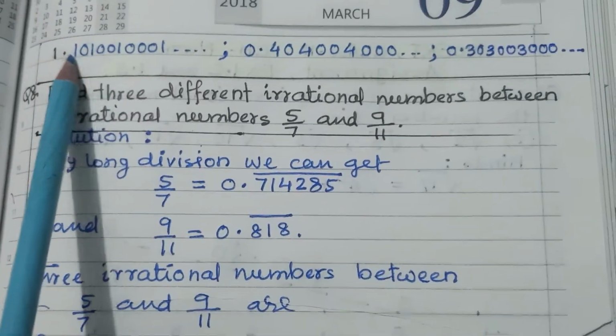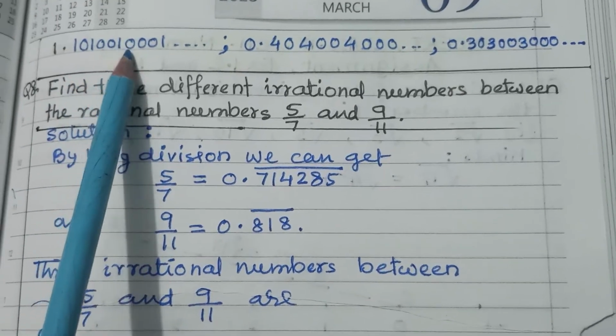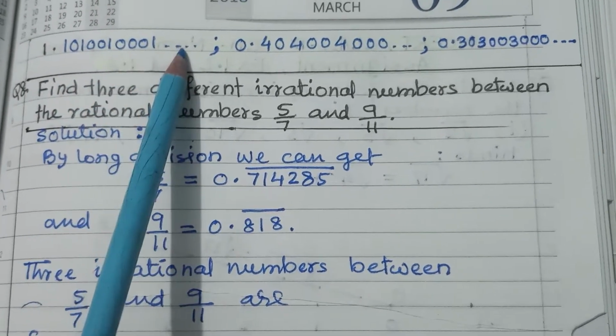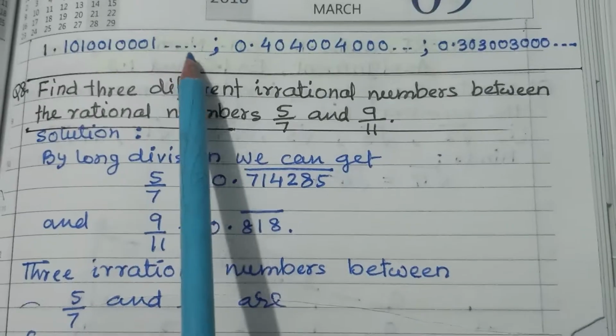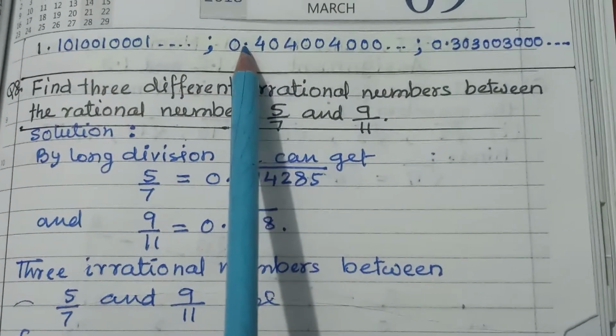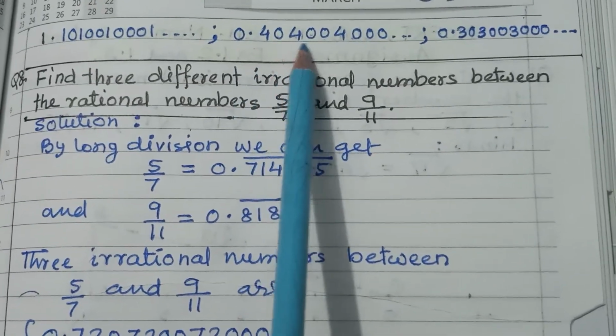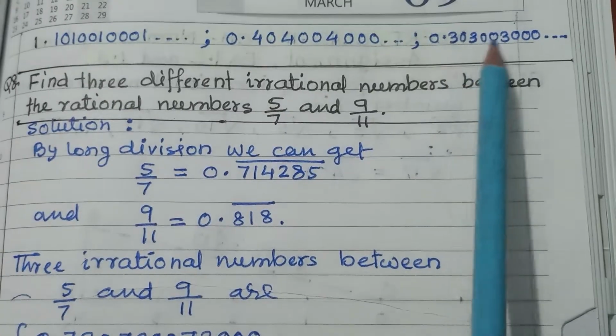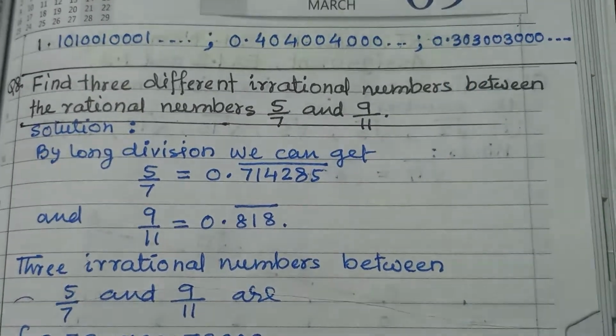Now this example I have given again: 1.1011, 10100100001. In this way it will increase an unlimited number of times. Also 0.404000400, and this one also, in this way.